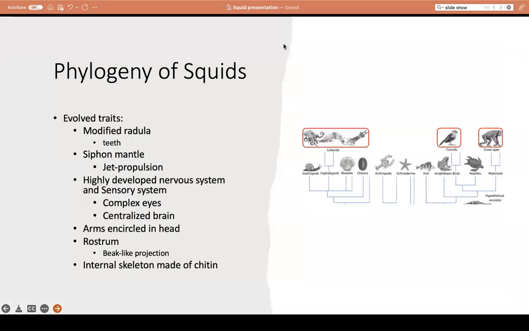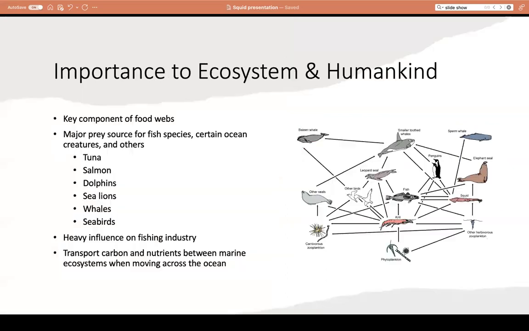So onto the phylogeny of squids. Evolved traits include a modified radula, which is teeth, a siphon mantle, which allows jet propulsion, and they have a highly developed nervous system and sensory system, which means they have complex eyes and a centralized brain. Their arms are encircled in the head, also known as their tentacles, and the rostrum is a beak-like projection. Their internal skeleton is made of chitin.